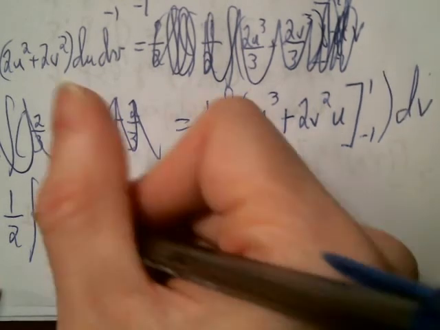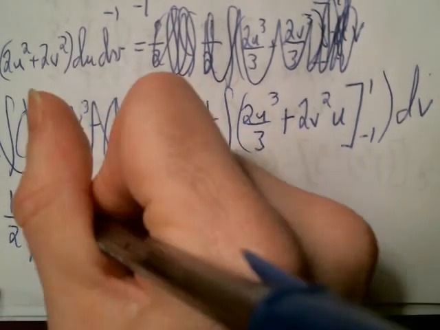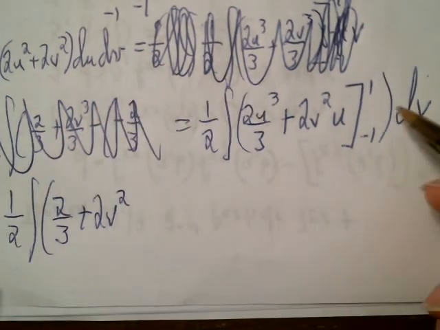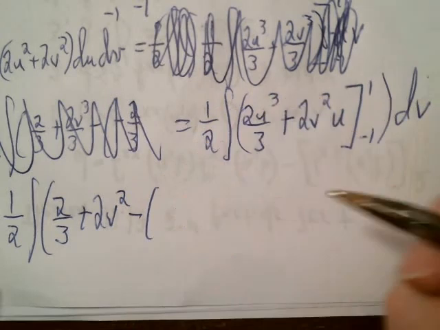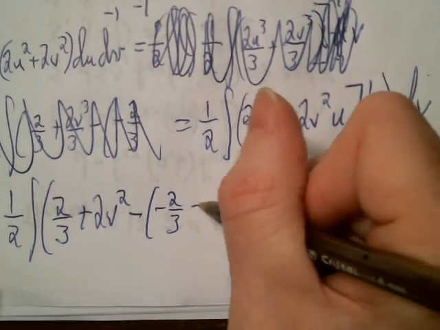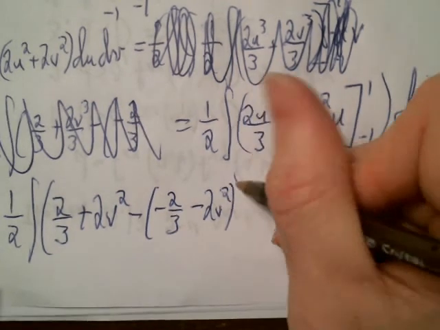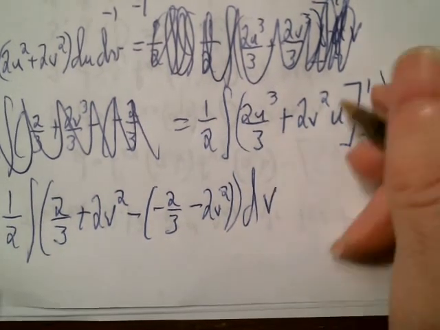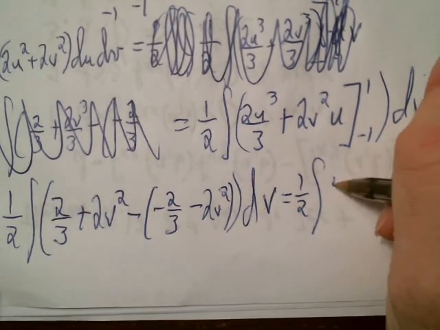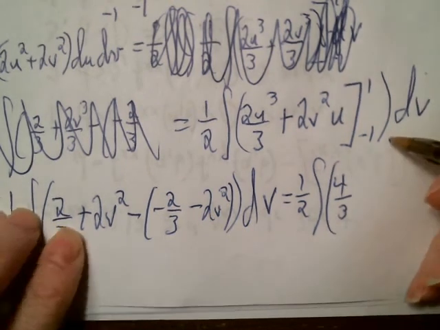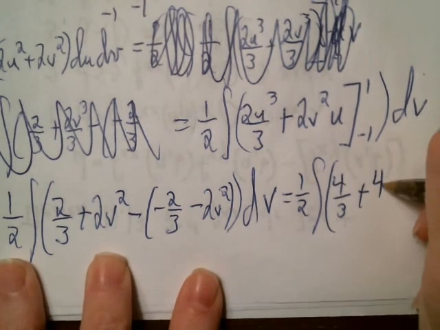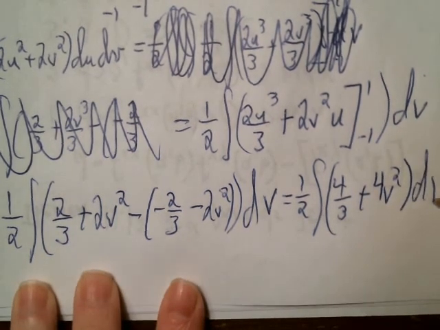So you're plugging in 1 here, then you get 2/3 plus 2v squared, plugging in 1 for u, and I'm plugging -1 in for u. I get now -2/3, and then -1 for u here, minus 2v squared, and we're at dv. So this will be 1/2 integral of 2/3 plus 2/3 is 4/3, and then 2v squared plus 2v squared is plus 4v squared dv.